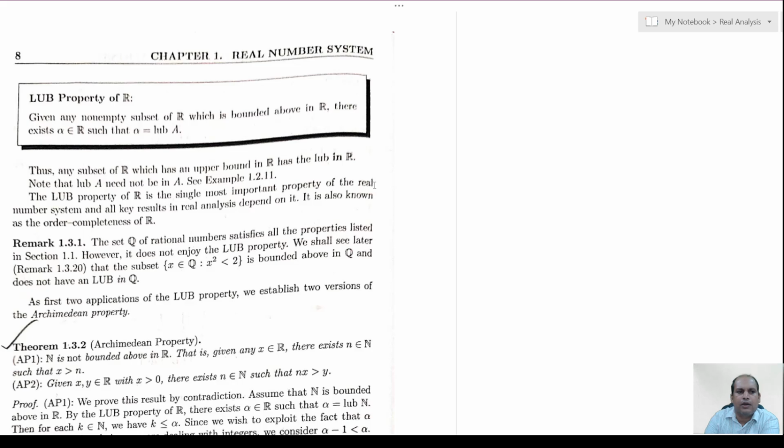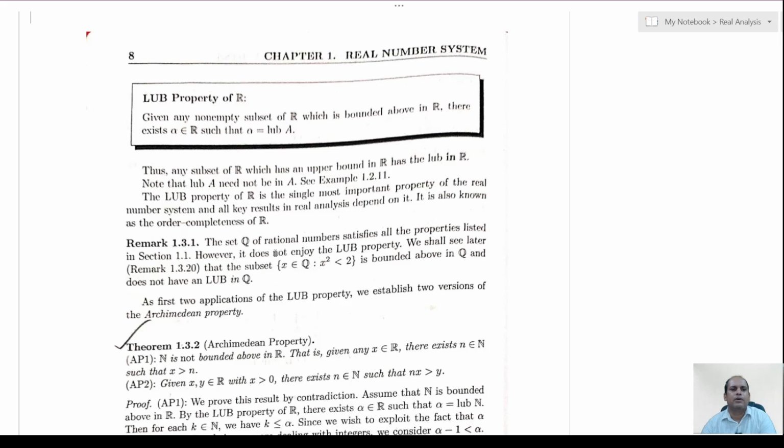So before starting, let us recall what we mean by least upper bound property of real numbers. As per the statement of least upper bound property of real numbers, given any non-empty subset of R, which is bounded above in R, then there exists its least upper bound, that is supremum from R, and we can write it as alpha is equal to least upper bound of the set A, where A is non-empty and bounded. Second condition on A is bounded.